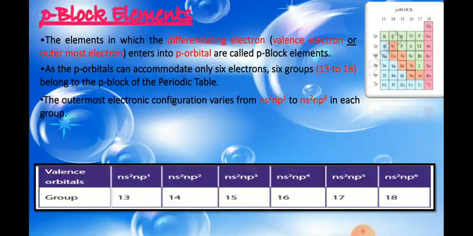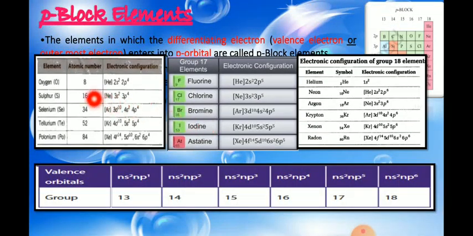Okay, we will see group numbers 16, 17, 18. Oxygen, sulfur, selenium, tellurium, polonium belong to group number 16. These elements are 17 and these elements are 18. Look, in all these elements, if you look at the electronic configuration, the valence electron enters into the p orbital. Look here, 2p4. In 17 it is 2p5. In 18 also, except helium, one is left out.